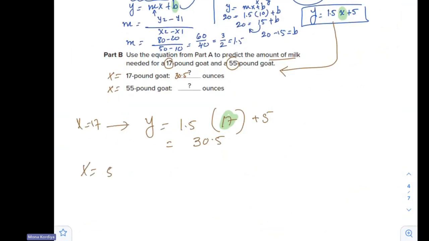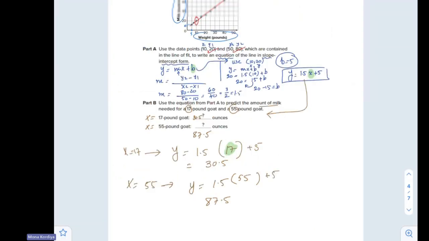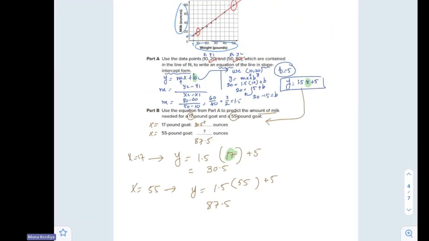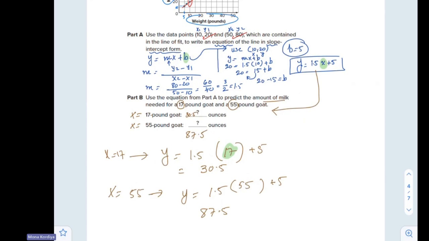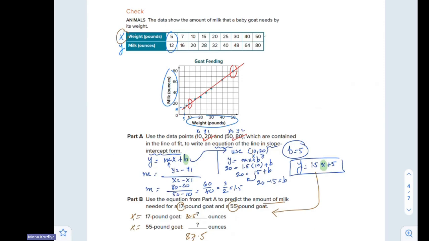Now, 55, I will repeat the procedure, changing the X into 55, and then use the calculator, and it will give us 87.5, and I will put it here. So the use of line of fit is to use the equation to predict any other value needed. Because here in the table, it stopped at 50, giving data until 50 pounds. So if you need more data, you can just find the best line and replace.